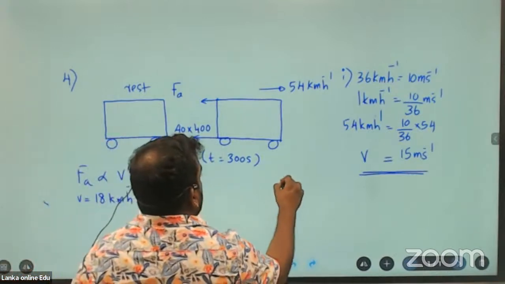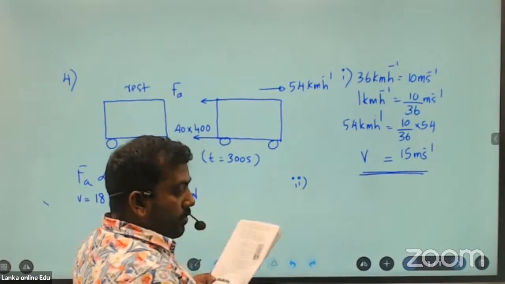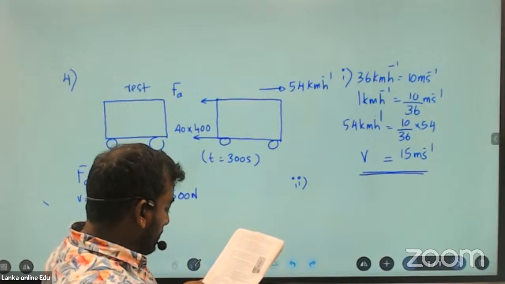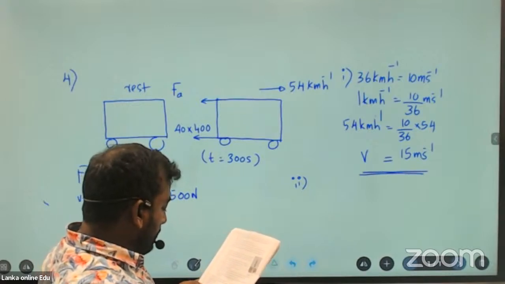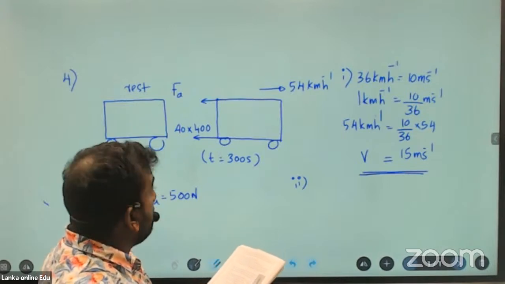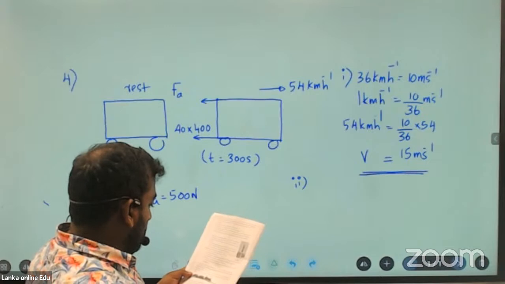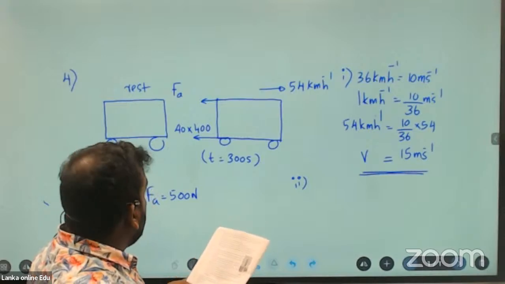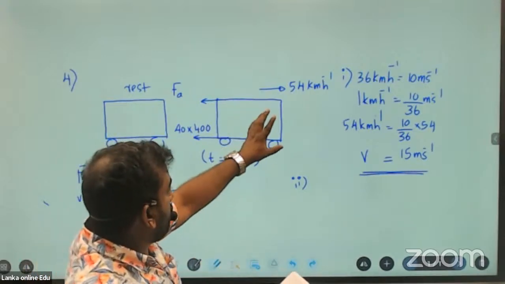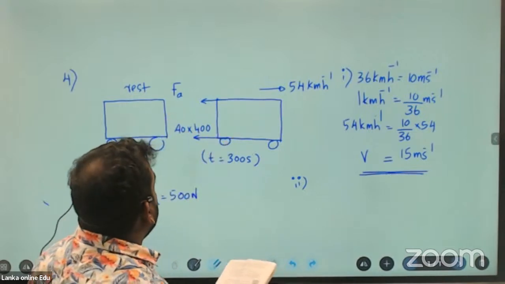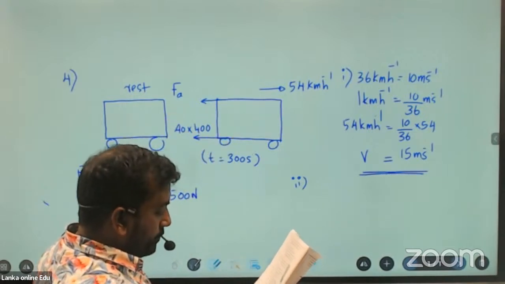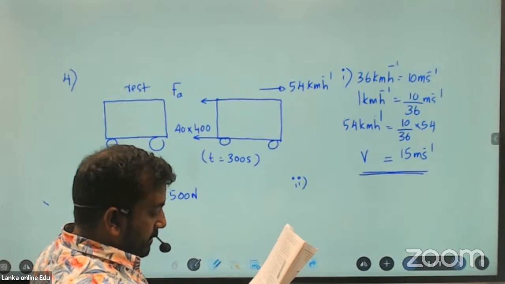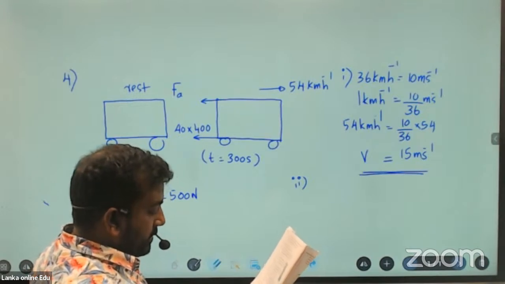Part 1 done. Part 2: Find the distance moved by the train with an acceleration. Now be careful, okay? From rest to this velocity, there's going to be acceleration. What are they asking you? Find the distance moved by the train with an acceleration.